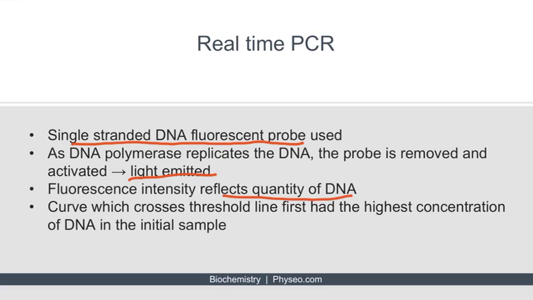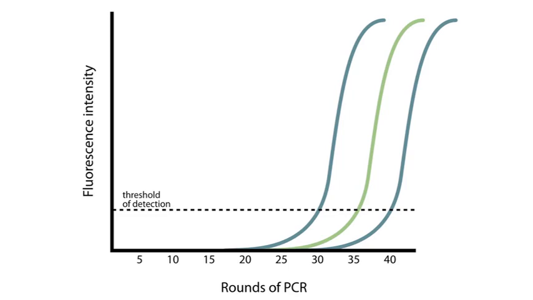As you'll see in a second, the curve which crosses the threshold line first had the highest concentration of DNA in the initial sample. Let's pull up a figure so you can see what I'm talking about. This is a figure of real-time PCR which can be found in section 1 of lab techniques. Notice that the x-axis represents the rounds of PCR and the y-axis represents the fluorescence intensity. Also notice that this dotted line right here represents when the sample can be detected, so the threshold of detection.